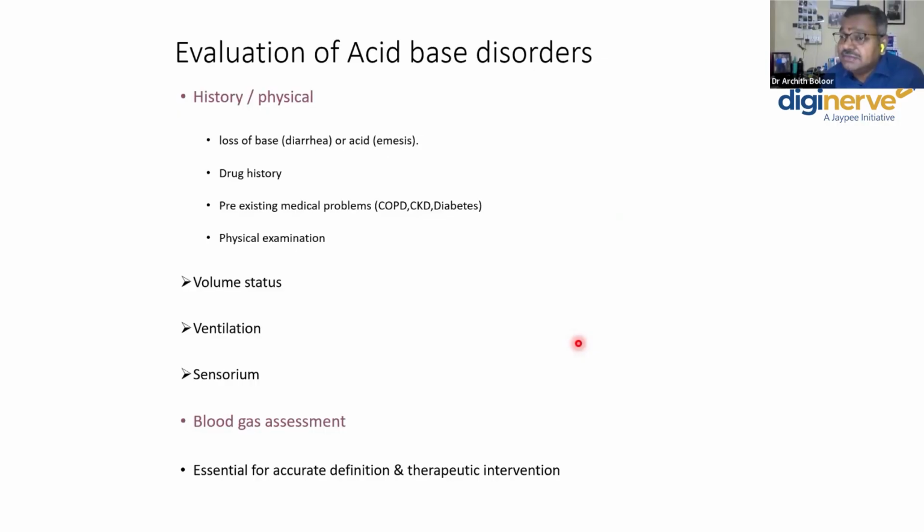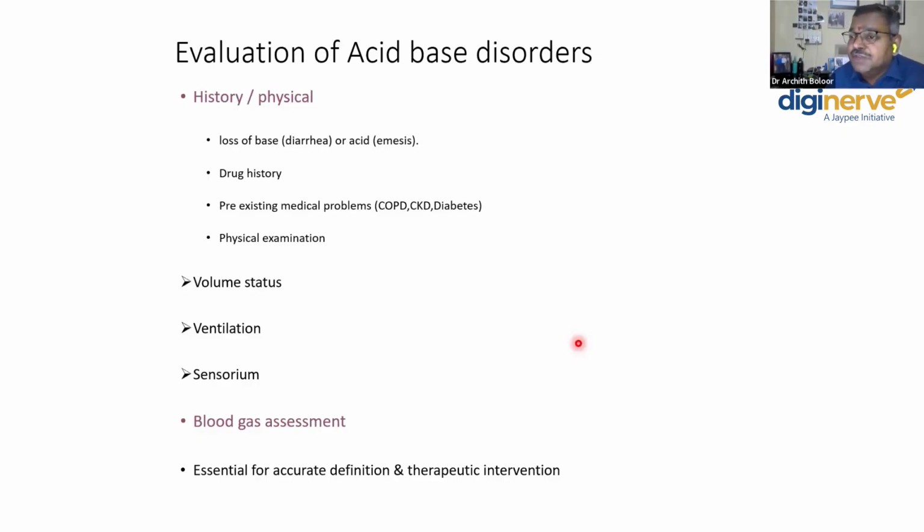If there is any diabetes, then acidosis could mean diabetic ketoacidosis. If it's a CKD, we know it could be metabolic acidosis because of that. If the patient has COPD, then the PCO2 might rise. So that can be a cause there.